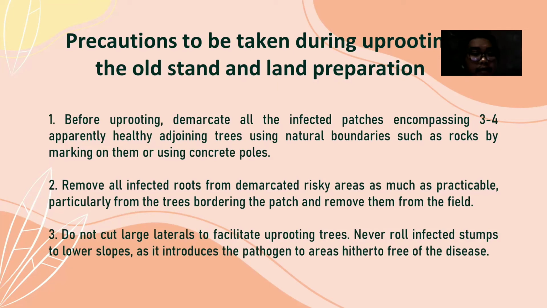Right. So before uprooting, first mark the infected trees, including 3 to 4 adjoining trees, using virtual boundaries such as marking on them or using a concrete board. And second, remove all infected roots from this area as much as possible, particularly from the tree boundary, the branches, and remove them from the tree.